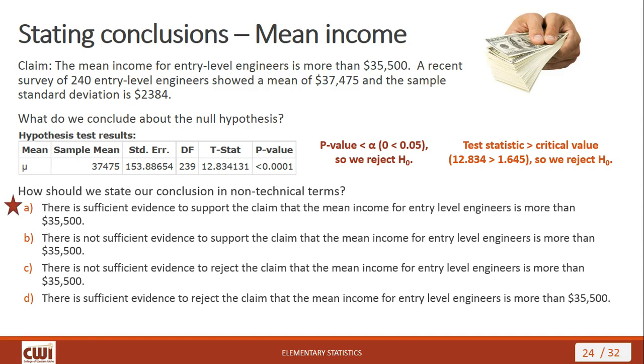So, the correct answer is answer option A. There is sufficient evidence to support the claim. There is sufficient evidence because we rejected H0, and we're going to support the claim because we have a one-tailed test. Again, if we had a two-tailed test and we rejected H0, then we would pick answer option D. There is sufficient evidence to reject the claim. But here we're looking for supporting the claim because we have a one-tailed test. We rejected H0, therefore there is sufficient evidence. The correct answer option here is answer option A.